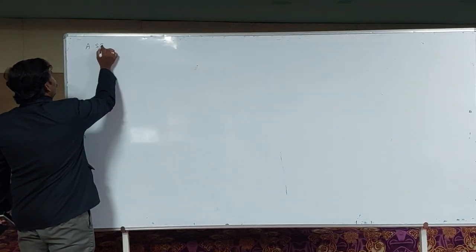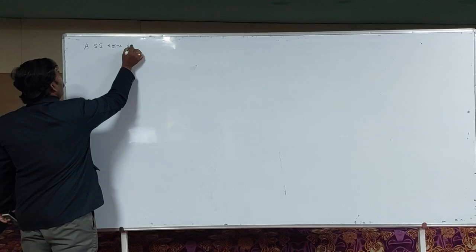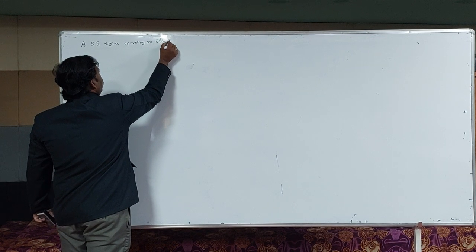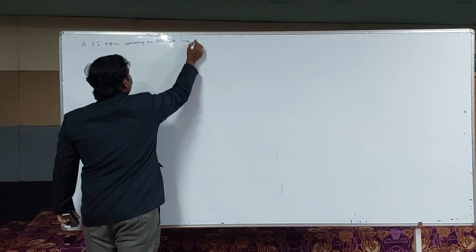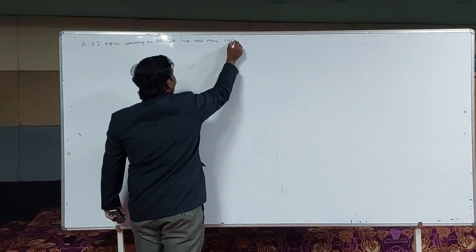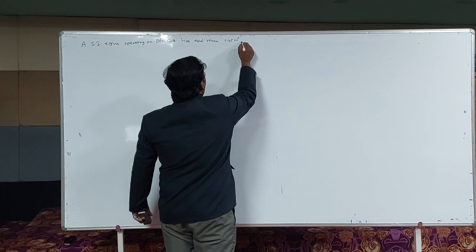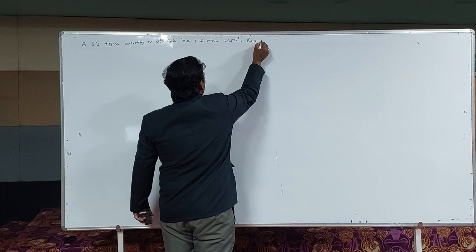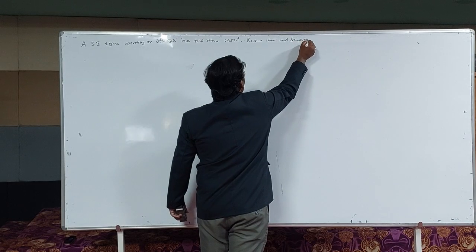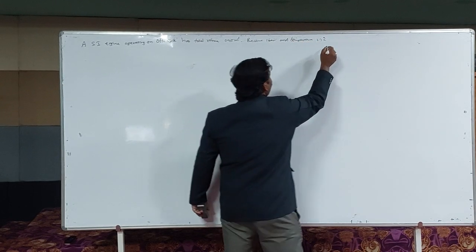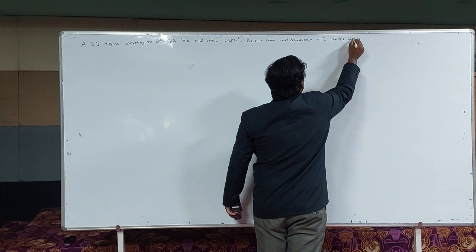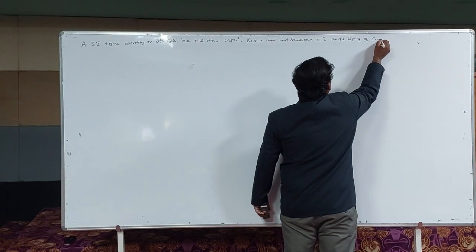So we will discuss another problem in Otto cycle. An SI engine operating on Otto cycle has total volume 0.45 meter cube, pressure 1 bar and temperature 27 degrees Celsius at the beginning of compression stroke.